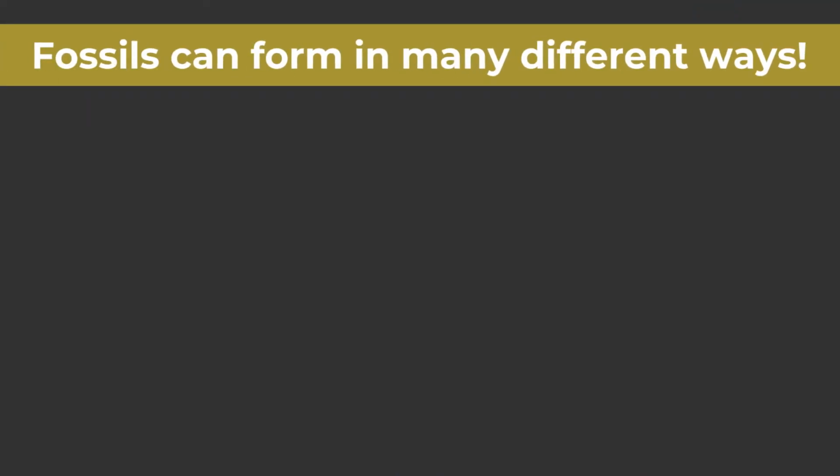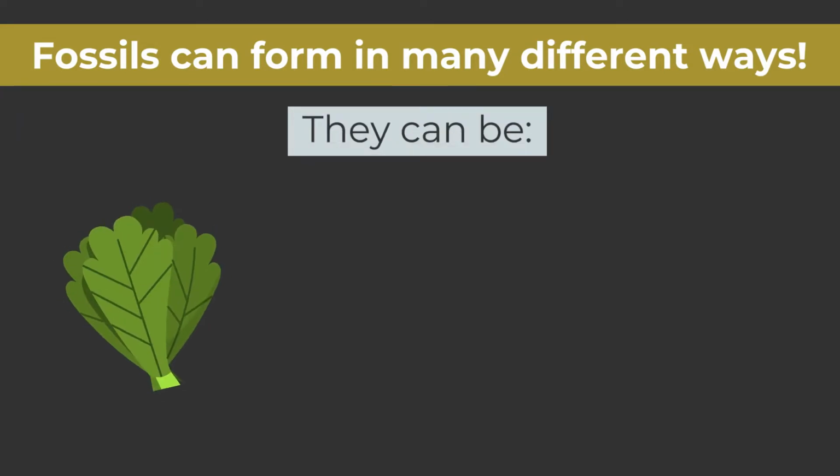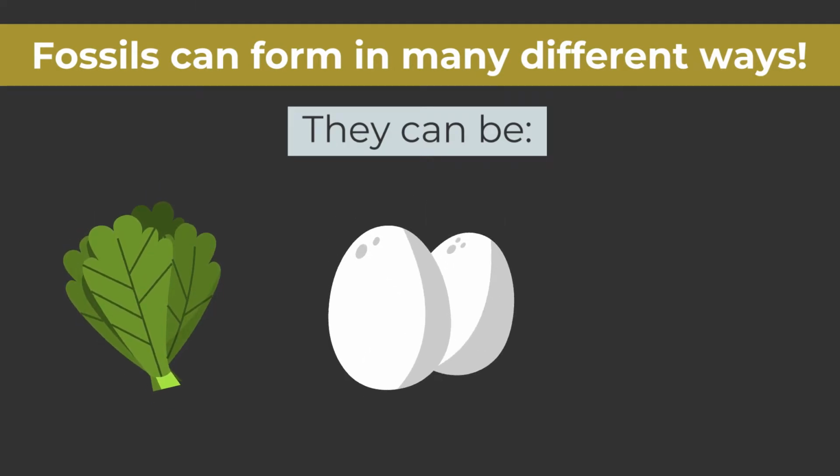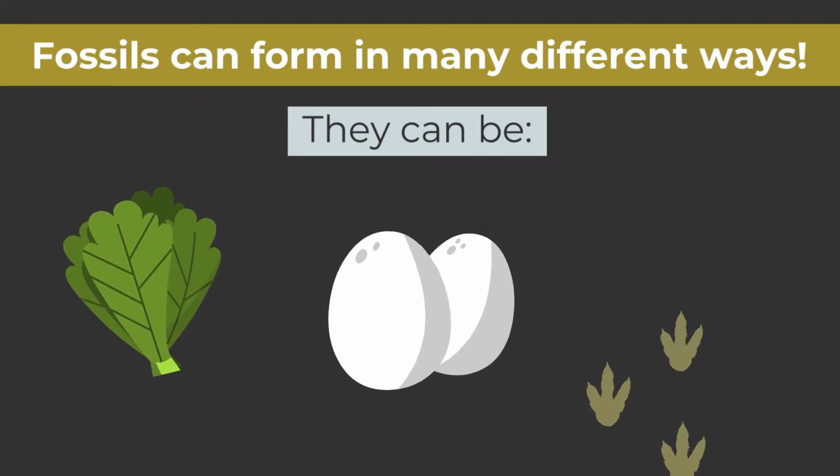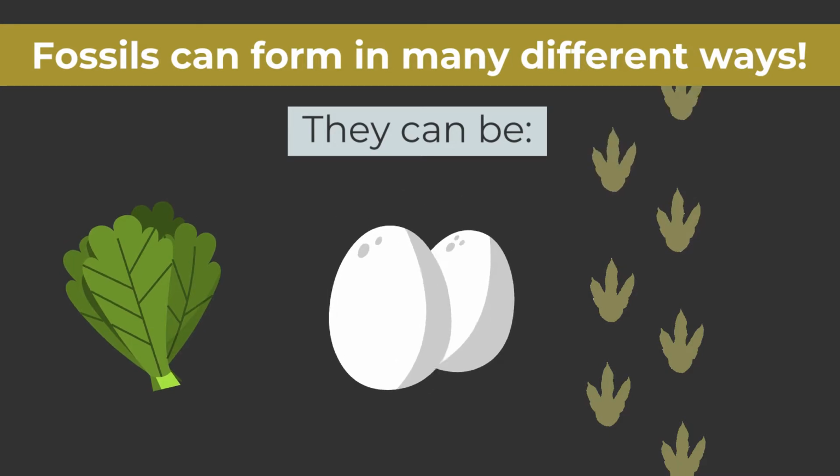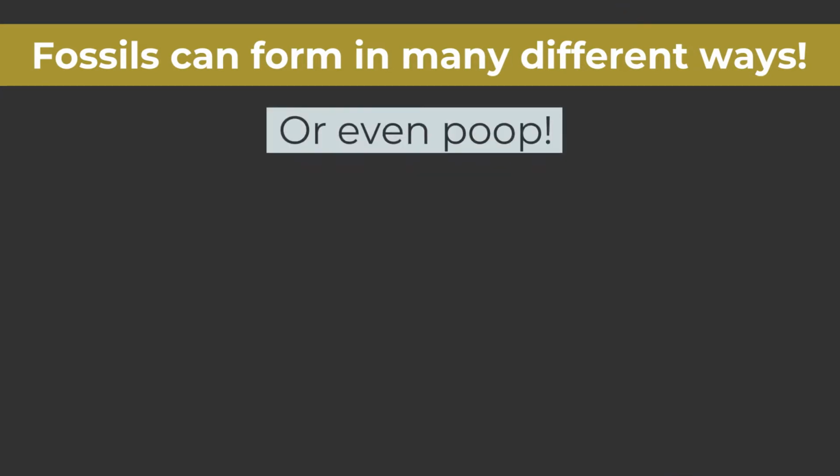However, fossils from living creatures can form in many different ways. In fact, not all fossils even have to be body parts. They can be plants, molds, casts, or traces of an animal doing something in the past, like creating a footprint, or even poop.